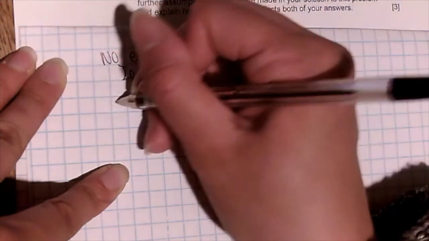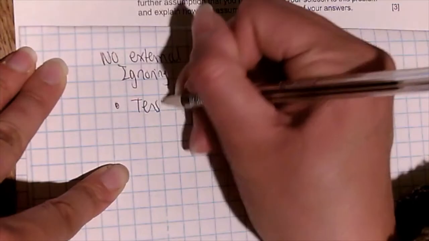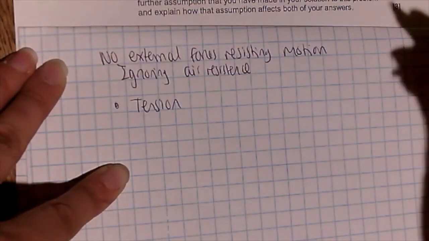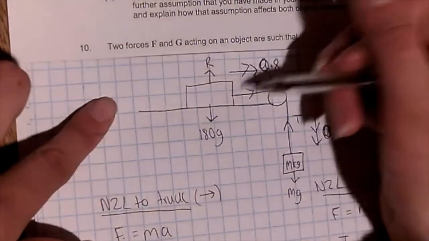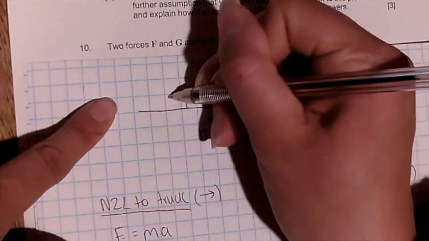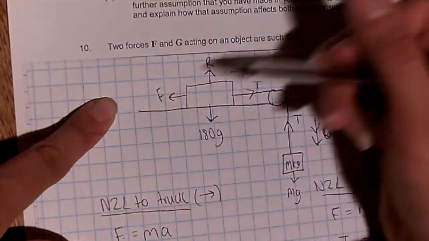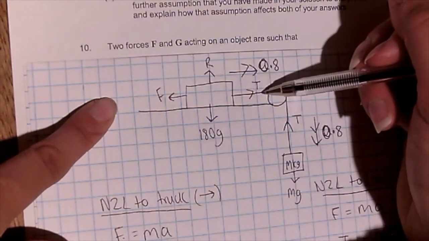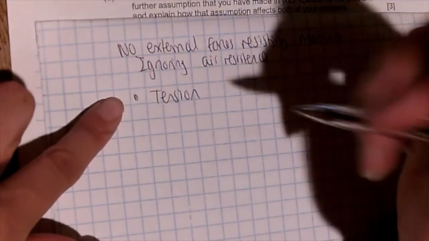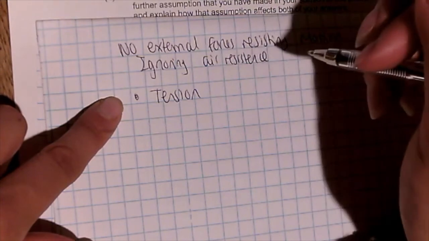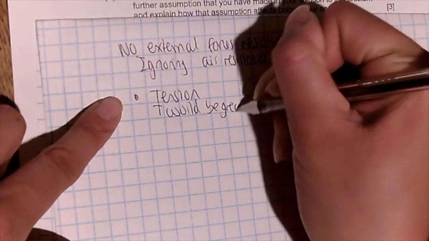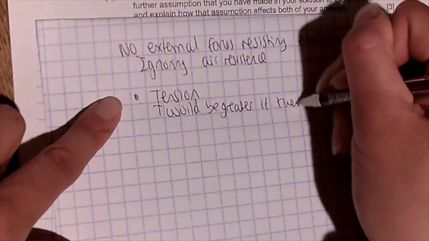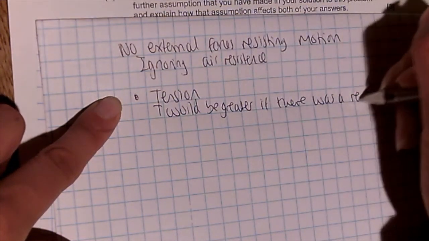How would it affect our answers? Well, how would it affect tension? Well, if we had a force acting this way, so remember our truck here had tension in the string this way, if we had a force this way, then tension would have to increase, because the truck is required to move with acceleration 0.8. So T would be greater if there was a resisting force.